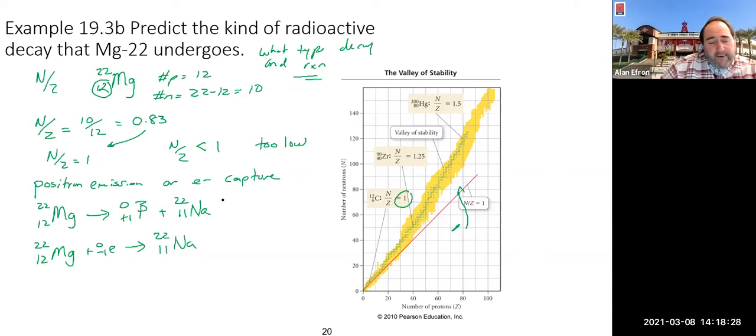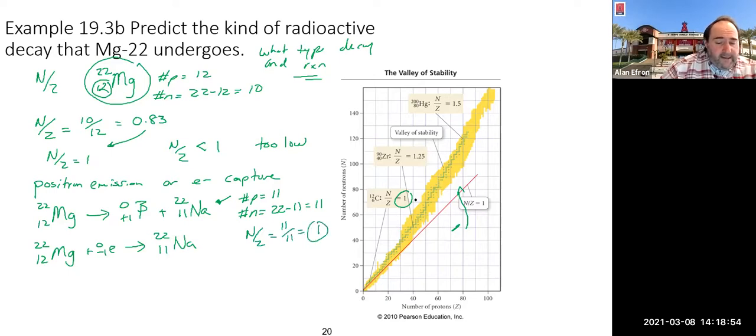Now, is this better? Well, it didn't ask us to do this, but we could check to see if we actually ended up in a better location than where we started. If we look at the number of protons in sodium, that's 11. Number of neutrons in this guy would be mass number minus atomic number, which would be 11, which means we have now moved to a neutron to proton ratio of 1, which is actually perfect in this case.